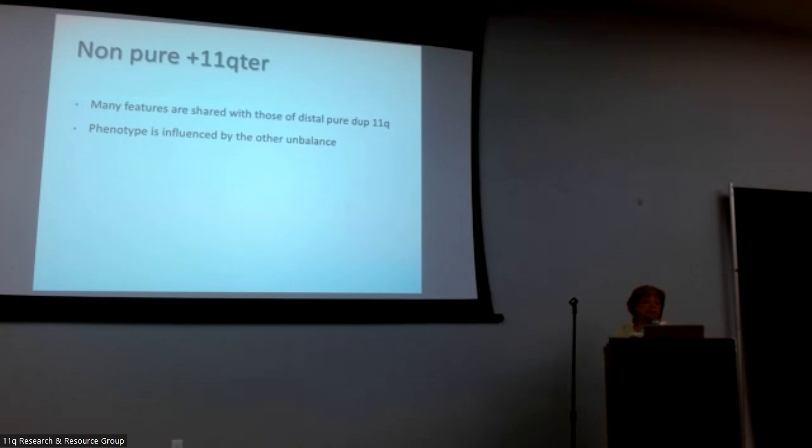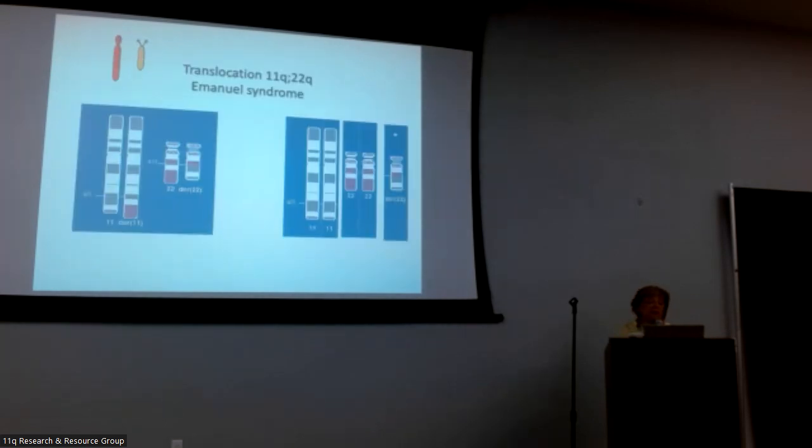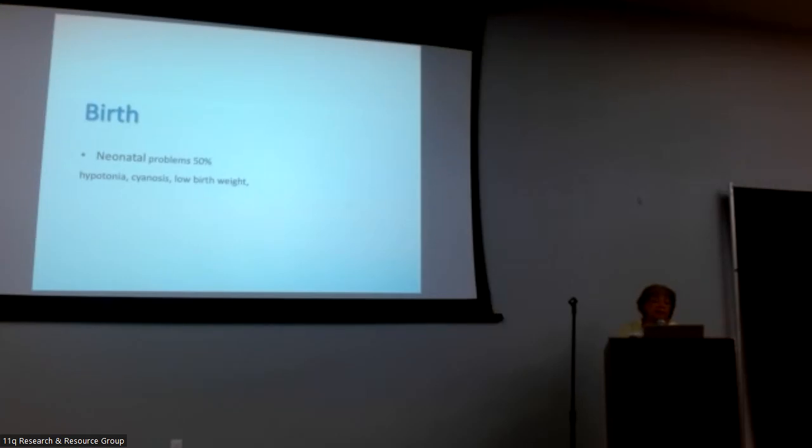In non-pure 11q duplication, the other chromosome gives this phenotype as well. And this is a known syndrome, Emanuel syndrome, due to an unbalanced translocation between 11 and 22, with the presence of an additional chromosome, a microchromosome, containing both 11 and 22. At birth, there is a neonatal problem in half of the patients.